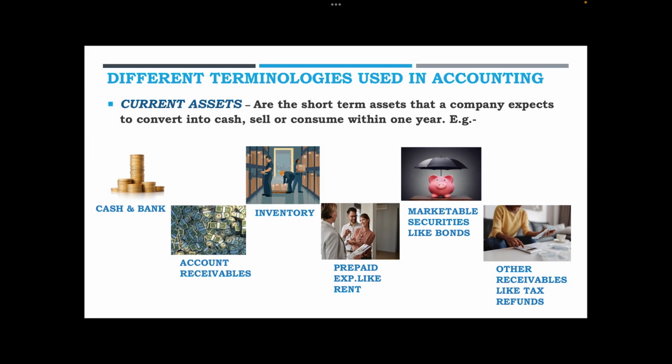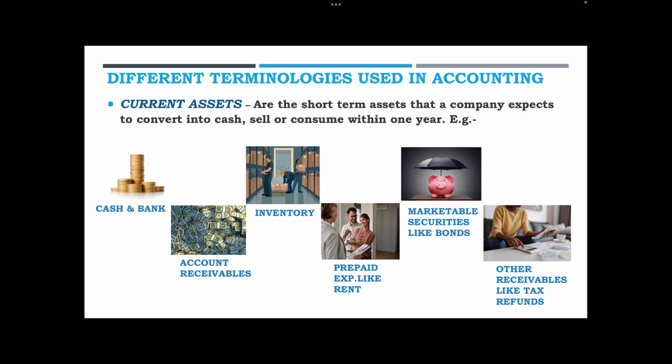Current assets are the short-term assets that a company expects to convert into cash, sell or consume within 1 year. Now in every business, you need liquidity of cash. So this cash and bank account will be considered as current assets. Accounts receivable: you have made the sale, then obviously the amount is due from your debtors, so that will be considered as current assets.